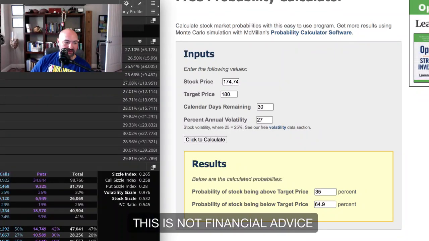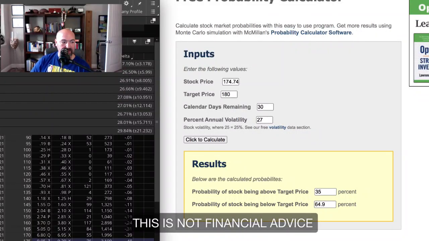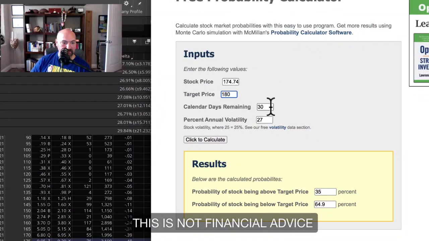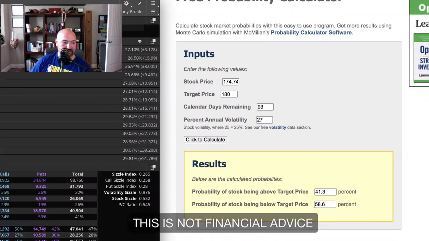So let's go out a little bit further now. Let's say we go out to November 19th. That's now 93 days. 174, 180 strike price. All I'm going to do now is just change the calendar days remaining, which is 93. Okay. And volatility is the same. Calculate it. All right. Well, now I have a 41% chance that I'll be trading above 180 and a 58% chance that I'll be trading below. Again, this is all probability. It's all theoretical. It doesn't necessarily mean that that's what's going to happen.